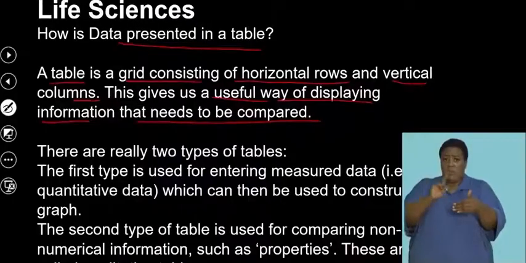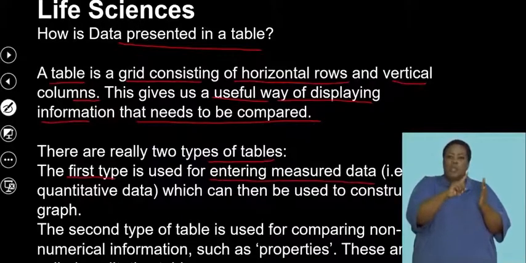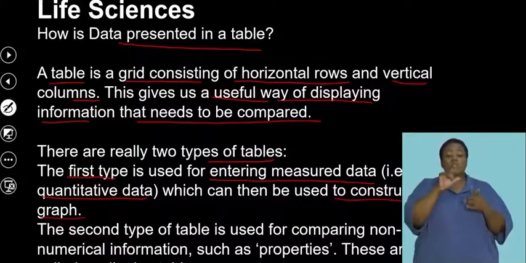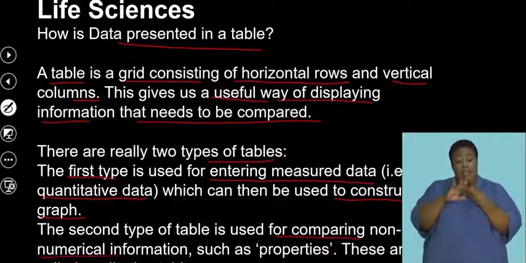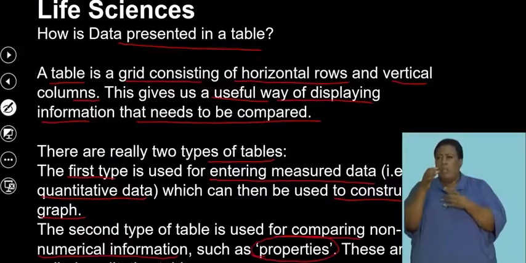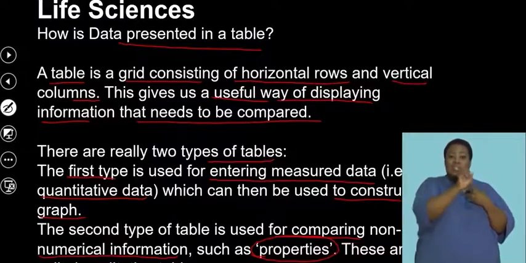So there are really two types of tables. The first type of table is for entering the measured data. We call that quantitative data, which can then be used to construct a graph. The second type of table is used for comparing non-numerical information, such as the properties which I mentioned earlier around the smell, the taste, the color, the texture. When we refer to these, they are called qualitative data.